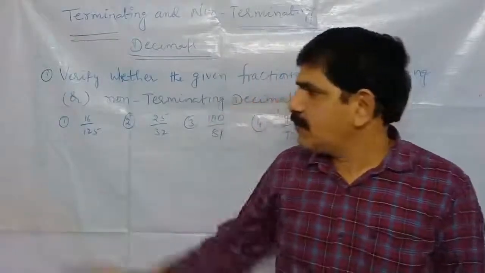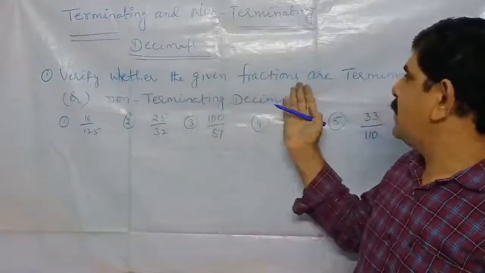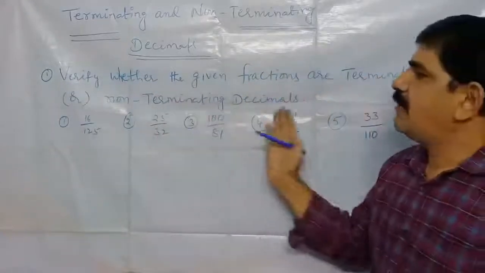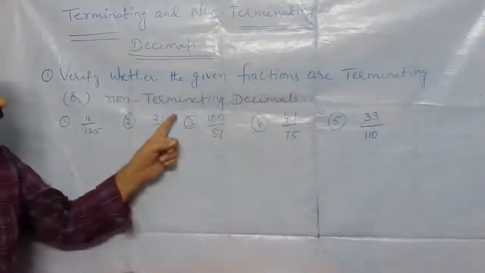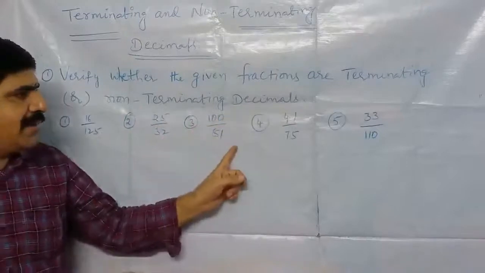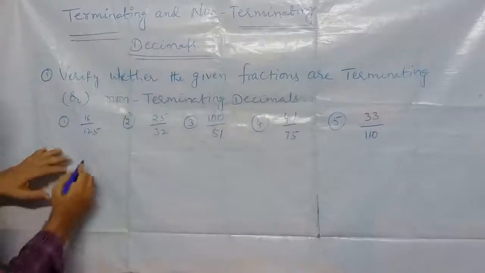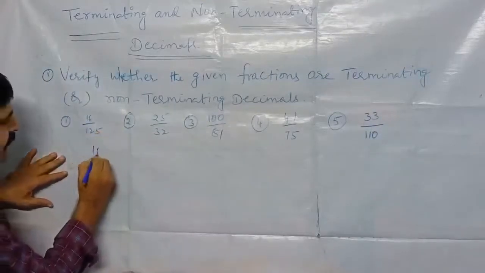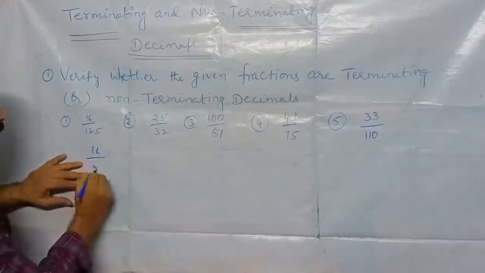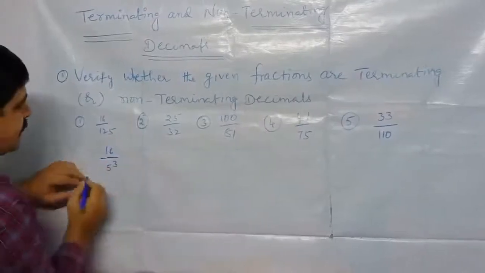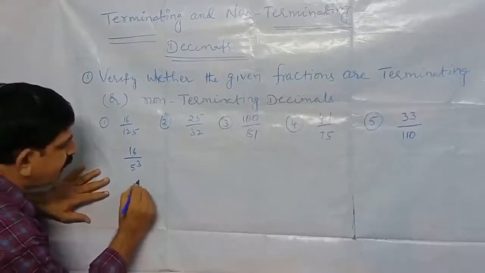Okay, see children, some more examples here. Verify whether the given fractions are terminating or non-terminating decimals. First one, 16 by 125, 25 by 32, 100 by 81, 41 by 75, 33 by 110. Here 16 by 125, 125 is 5 into 5 into 5. So that is 5 cube. This is in the form of 5 to the power of n.